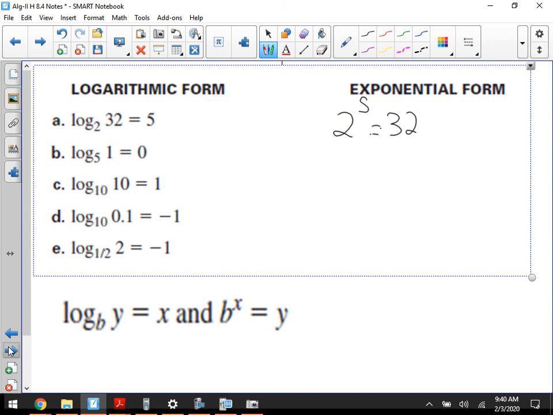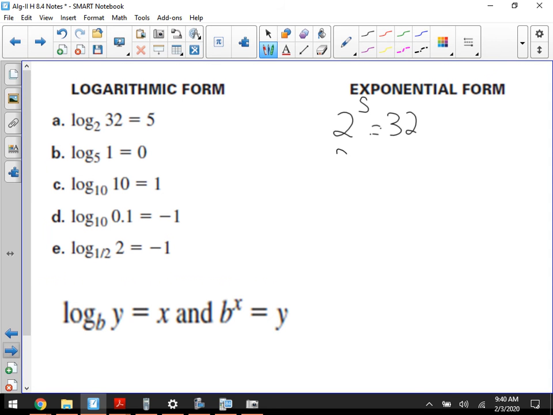Our bases are always going to be positive, so you don't have to worry about that. Exponents can still be negative, that's okay. That still goes through. What would the next one look like? Either 5 to the 0 is 1. Anything to the 0 power is always 1. So 5 to the 0 is 1.